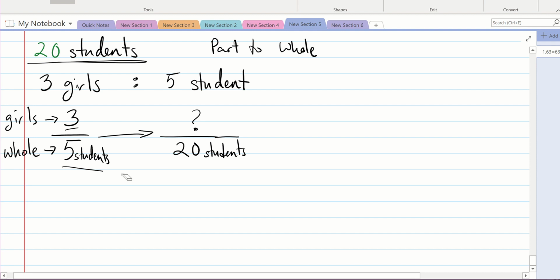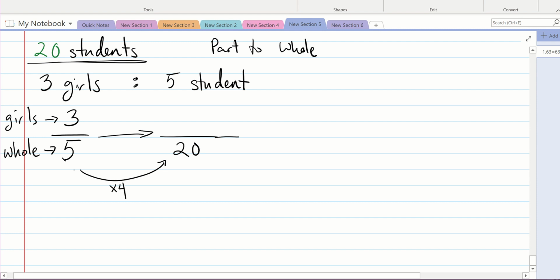The way you do that is you think about what we call a multiplicative factor. 5 goes into 20 how many times? How do we get from 5 to 20? It's a multiplicative factor, so you have to think, 5 times what gives you 20? 5 times 4 gives you 20.